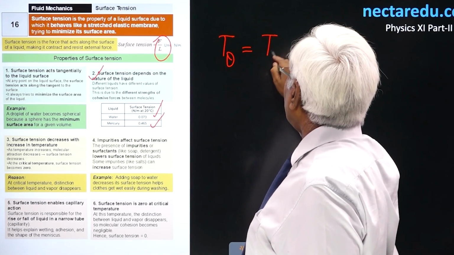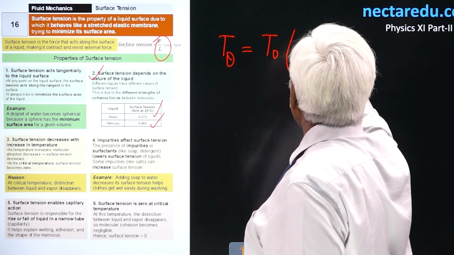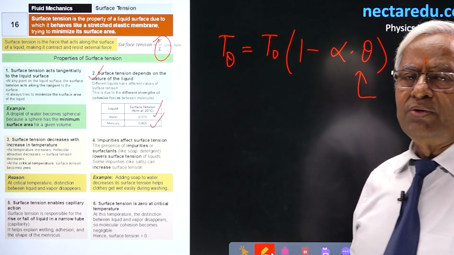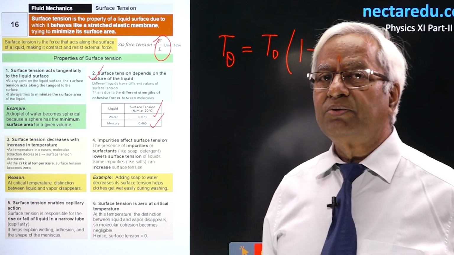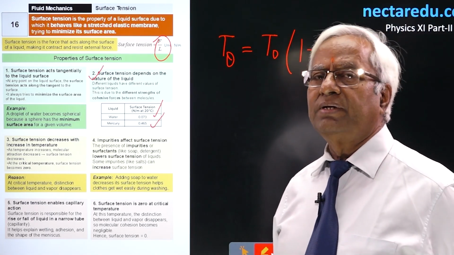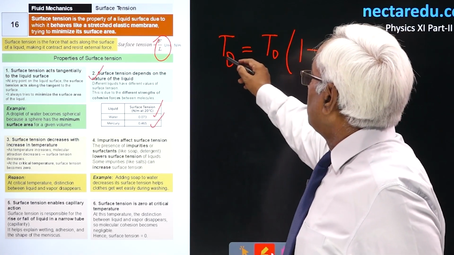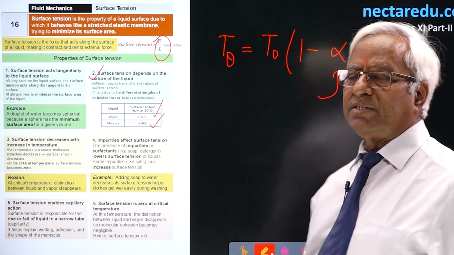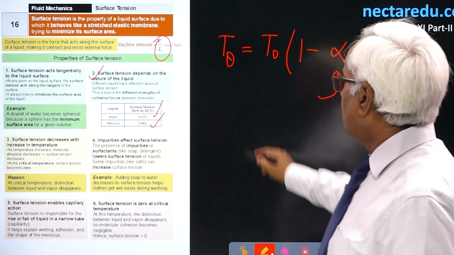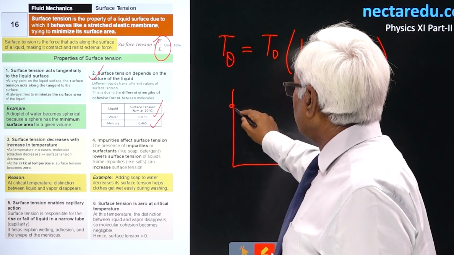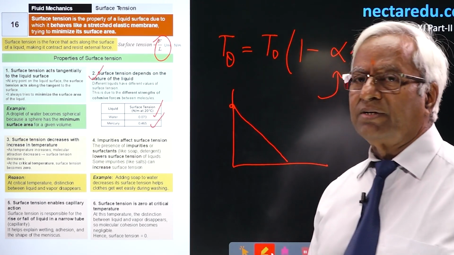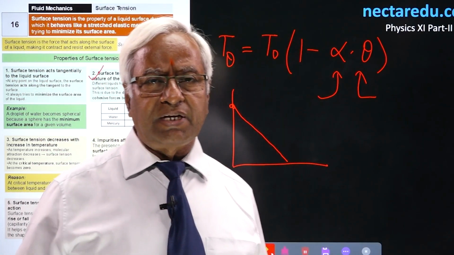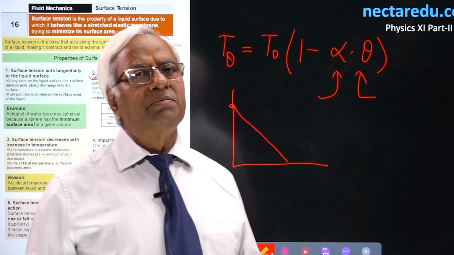This is the relation for the dependence of surface tension on temperature. Theta is here temperature. T0 stands for surface tension at 0 degree, and T theta is the value at theta degree Celsius. Alpha would be known as temperature coefficient of surface tension. The equation itself gives you an indication that surface tension will decrease with temperature, and ultimately it becomes very interesting that at a particular temperature, surface tension becomes 0.